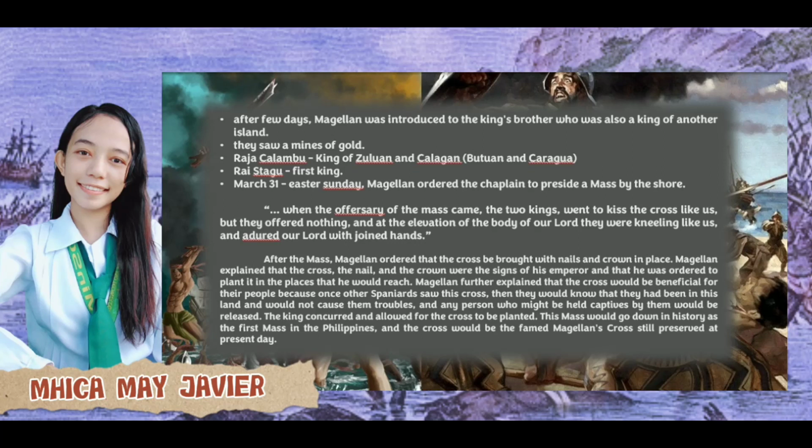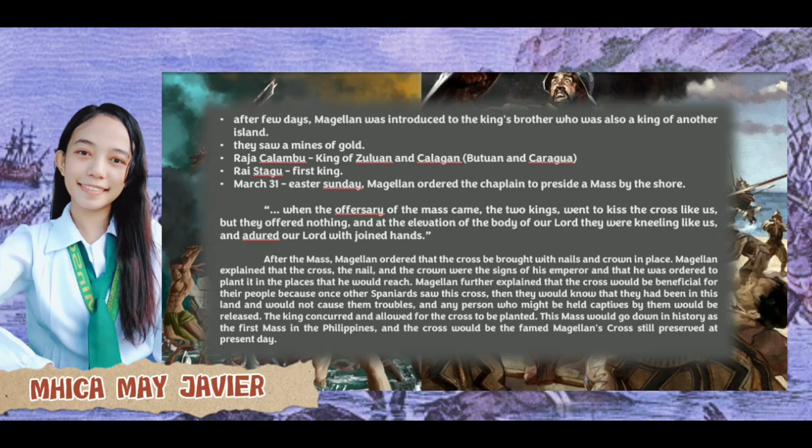After the mass, Magellan ordered that the cross be brought with the nails and crowns in place. Magellan explained that the cross, the nail, and the crown were the signs of his emperor, and that he was ordered to plant it in the places that he would reach. Magellan further explained that the cross would be beneficial for their people because once the Spaniards saw this cross, they would know that they had been in this land and would not cause them troubles, and any person who might be held captive by them would be released. The king concurred and allowed for the cross to be planted.